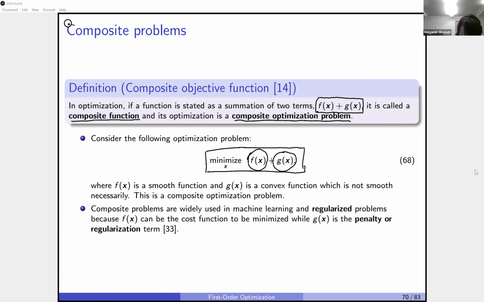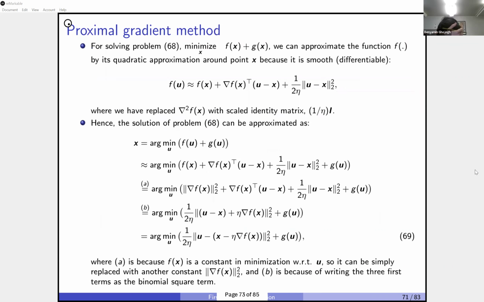Assume f of x is a smooth function and g of x is a convex function, which is not necessarily smooth, okay? Then composite problems are widely used as regularization terms. Let's see how to deal with them. For solving this optimization, let's do this.